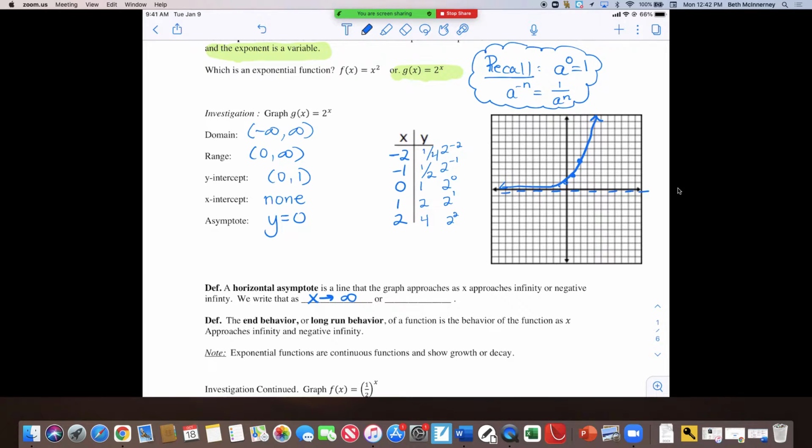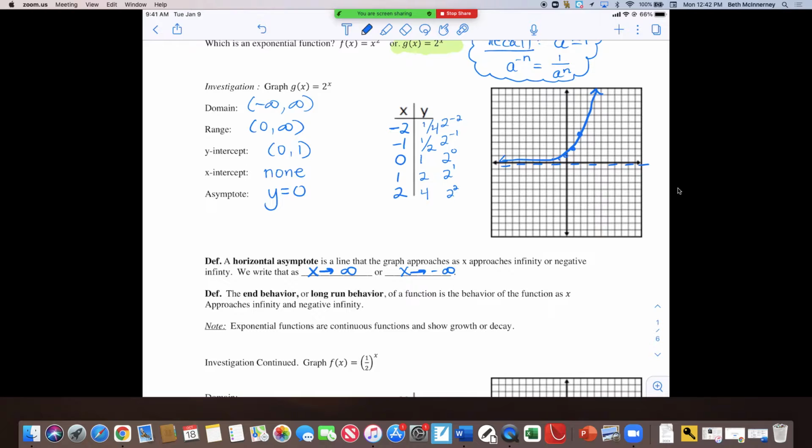X approaches negative infinity. If you're going on to pre-calculus next year, you will look at much more complicated graphs where a graph can cross a horizontal asymptote in the middle, like around the origin, but it never ever crosses as you go far to the right or far to the left, okay? End behavior is another way to describe the horizontal asymptote. It's what's happening as x approaches infinity or x approaches negative infinity. So anytime you're asked for end behavior, that's the horizontal asymptote.